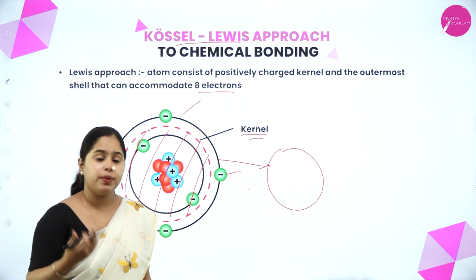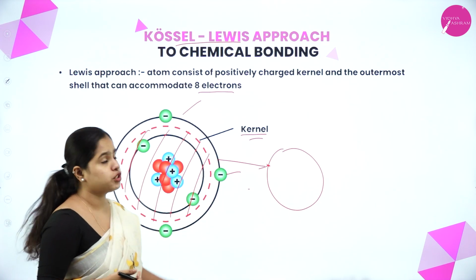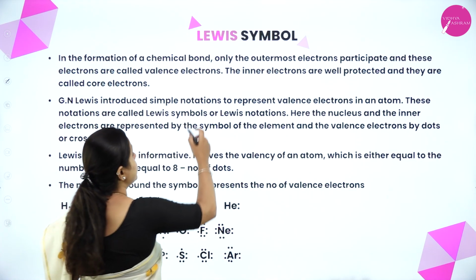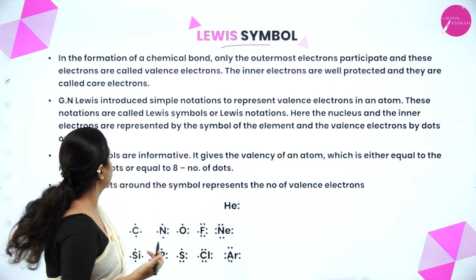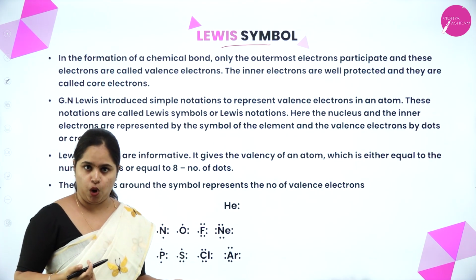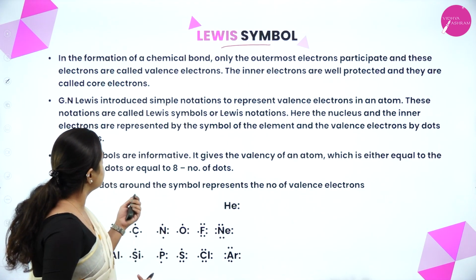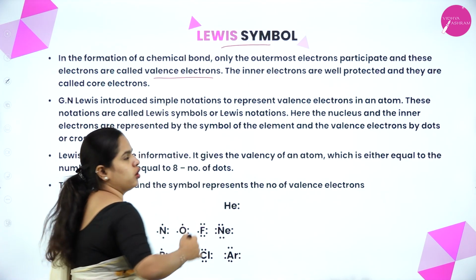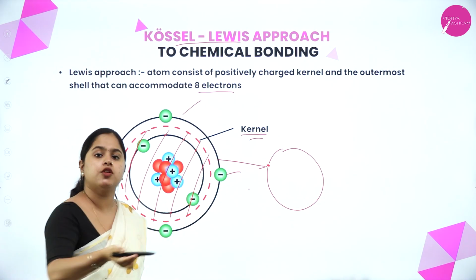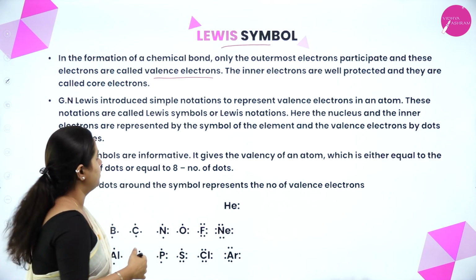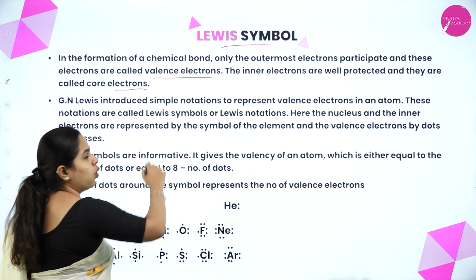So this is how they represented an atom. To represent an atom according to the KÖSSEL-LEWIS approach, Lewis developed the Lewis symbol. Now, what exactly is the Lewis symbol? In the formation of a chemical compound, only the outermost electrons participate, and these electrons are called valence electrons. This part is the kernel, and only the valence electrons take part in chemical bond formation. The inner electrons are well protected and are called core electrons.